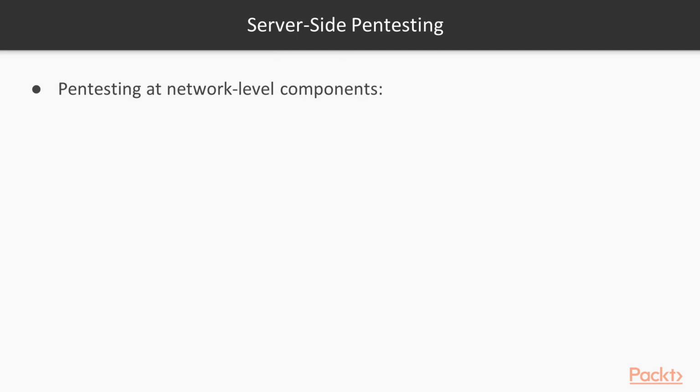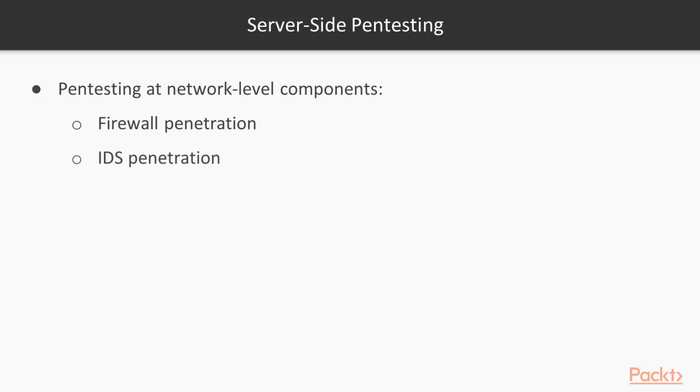What is server-side pen testing? It is pen testing at network level components. The components which are working at the network side are called server-side, and if you try to pen test those components, that is called server-side pen testing. For example, firewall penetration, because a firewall is basically at the server side. So this is server-side penetration testing.